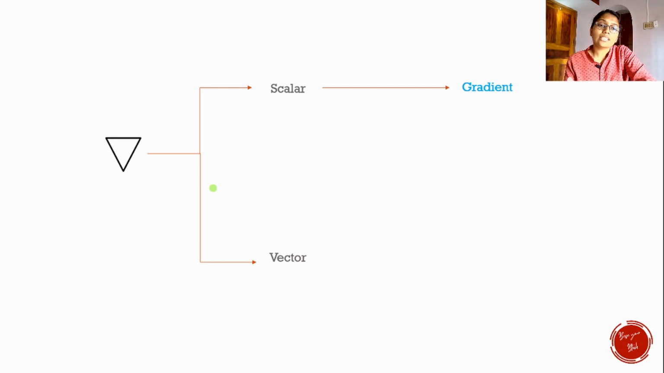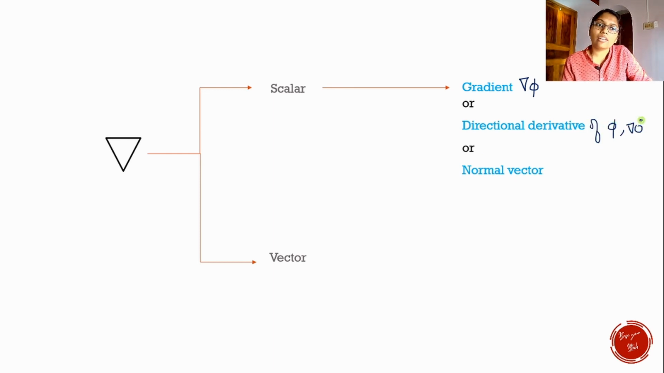Clear? Next, this del operator can be applied to both scalar and vector. For a scalar, we call it the gradient, like the previous example was a scalar, right? That is del phi. Phi which we took earlier was a scalar. Then del phi is collectively known as the gradient, and it has other terms also, directional derivative or normal vector. Directional derivative of phi means it is simply del phi itself. Also, the normal vector to the surface phi is also simply del phi.